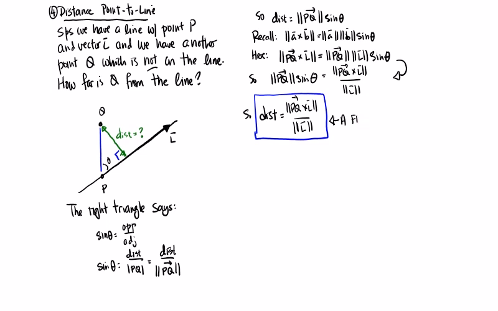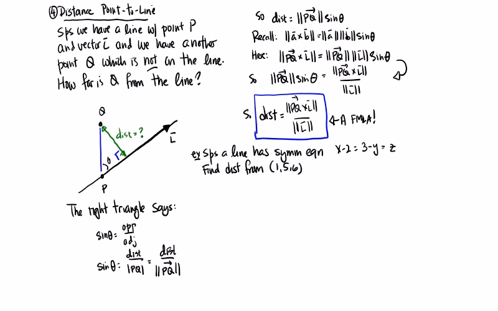Oops, I'm going to write a formula. So let's do an example. Let me start it over here so we have enough room. Right? So suppose a line has symmetric equation. I'm going to make this a bit confusing looking. Let's say x minus 2 equals, say, 3 minus y equals z. Find the distance from, say, the point 1, 5, 6 to this line.